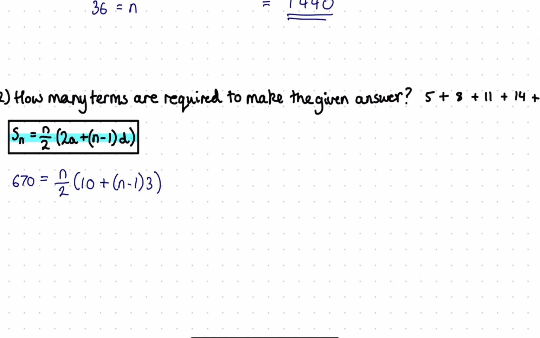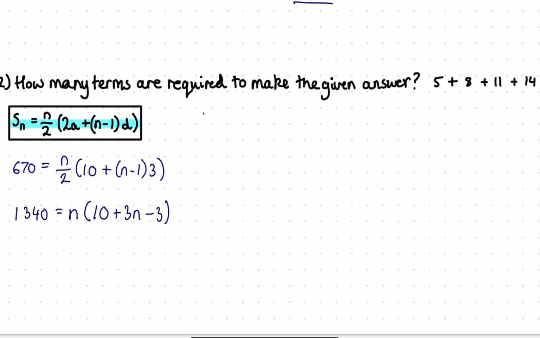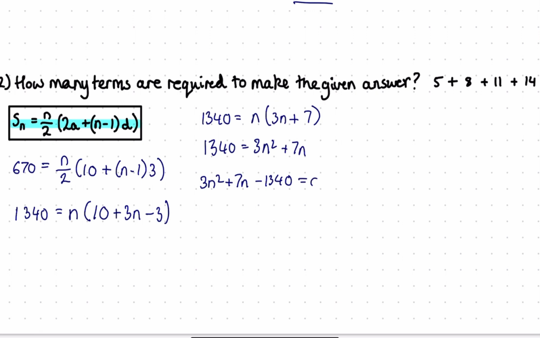So multiply both sides by 2 to get rid of that 2 there, and we get 1340 is equal to n, and then we can just expand the brackets on the inside. And then simplify that, 1340 is equal to n times 3n add 7, and then we can expand those brackets to get 1340 is equal to 3n squared add 7n. Put it all onto one side, 3n squared add 7n minus 1340 is equal to 0. And then we have this quadratic equation that we can then solve.